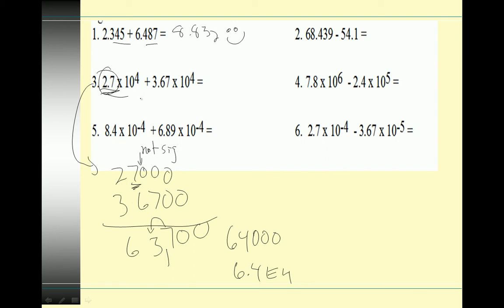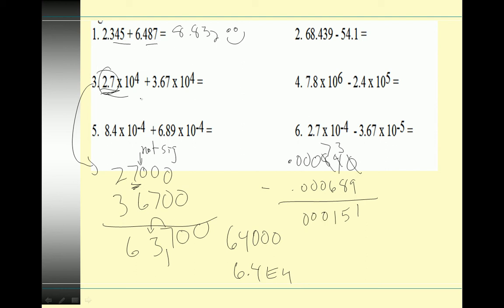For 5, same type of deal. Put it in regular notation. 0.00084 minus 0.000689. So if I put a 0 here, I'm going to do some borrowing here. So this would be 1. That makes this a 3. Makes this 15. I had to borrow again, didn't I? Yep. Borrow, that makes it a 7. So this makes it a 1. And then I keep my zeros.